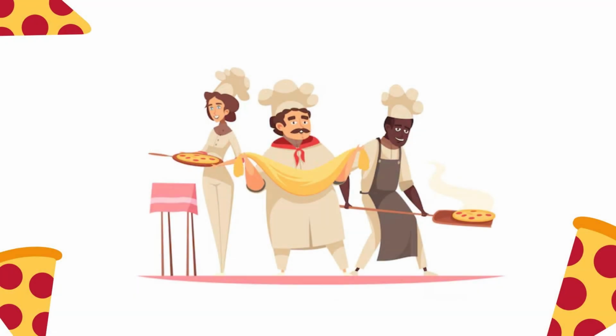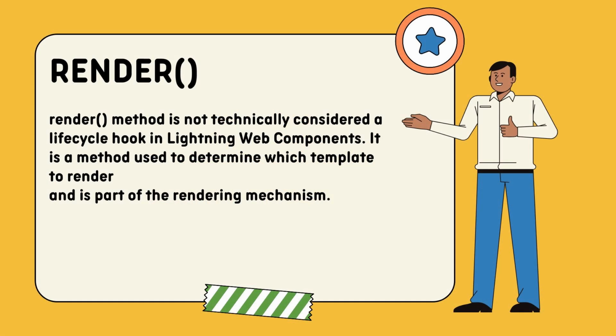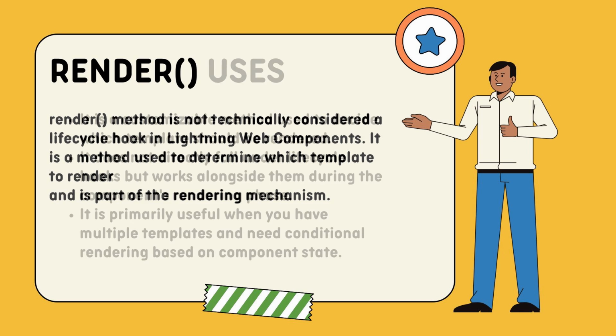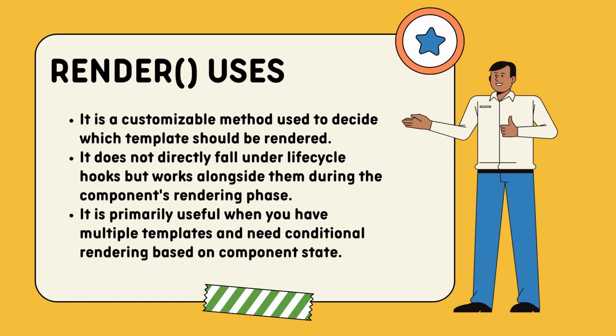Now, let's understand updating phase. In updating phase, you basically modify the order. In this, we understand render. Render method is not technically considered as lifecycle hook in LWC. It is a method used to determine which template to render and is part of rendering mechanism. It is a customizable method used to decide which template should be rendered. It does not directly fall under lifecycle hook but works alongside them during the component's rendering phase.